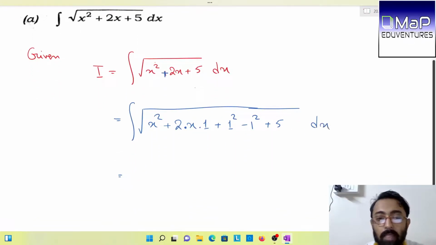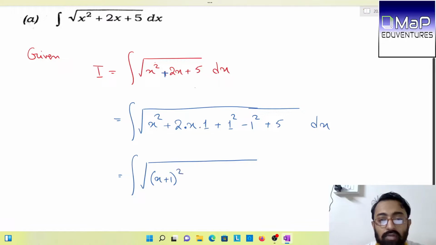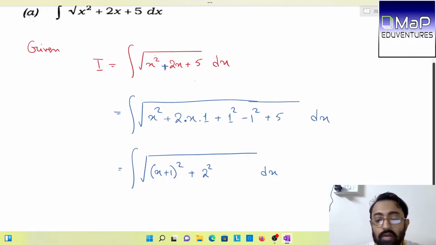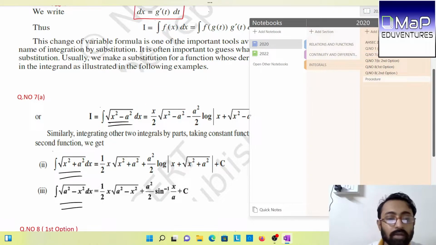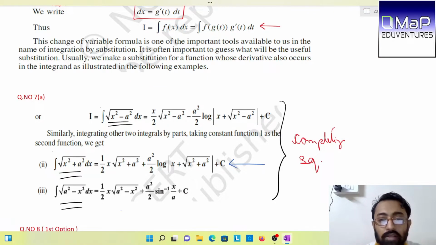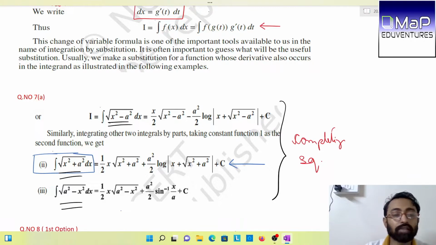dx. Integration of under root, we will have here x plus 1 whole square minus plus 2 square, that is 4, we will get here 2 square dx. Now if you look closely, this formula will resemble this part. It resembles integration of under root x square plus a square.